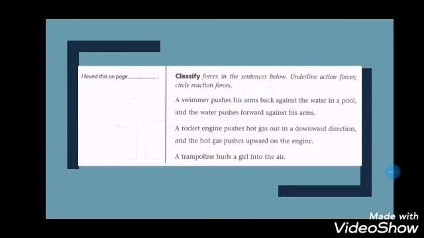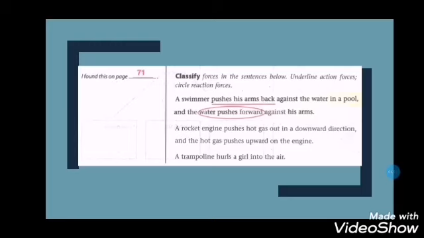Classify forces in the sentences below. Underline action forces, circle reaction forces. The answers are on page 71. A swimmer pushes his arm back against the water in a pool, and the water pushes forward against his arm. So the action is he pushes his arm back, and the reaction is the water pushes forward.